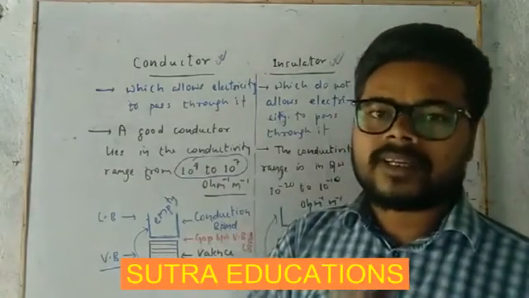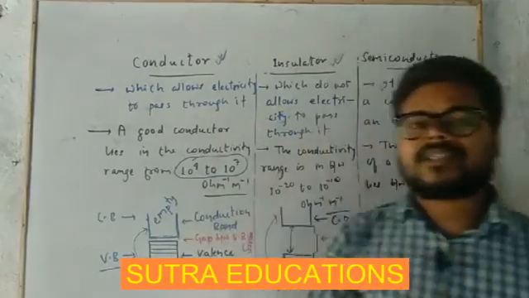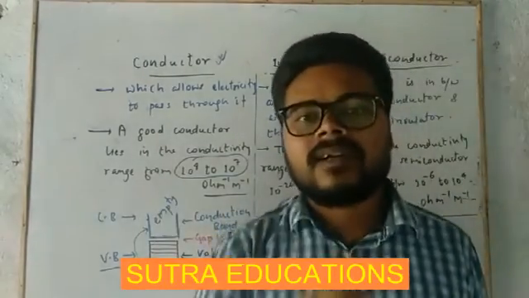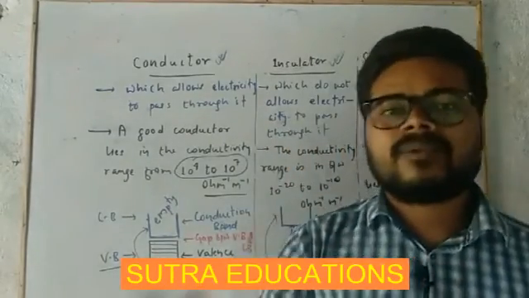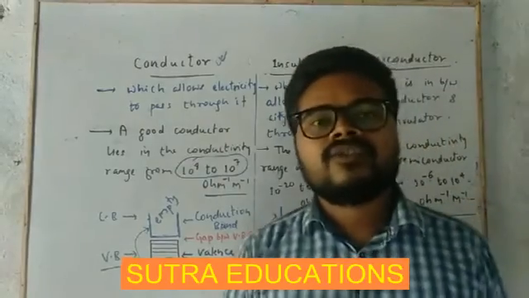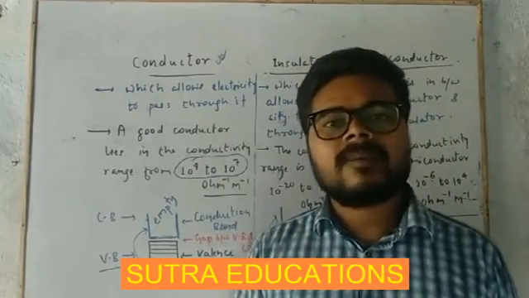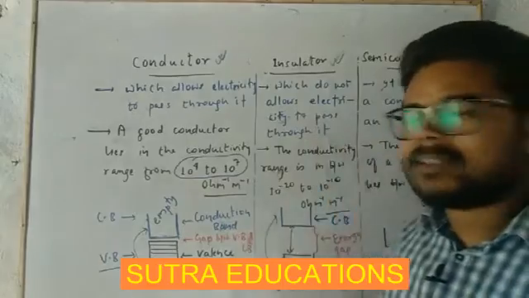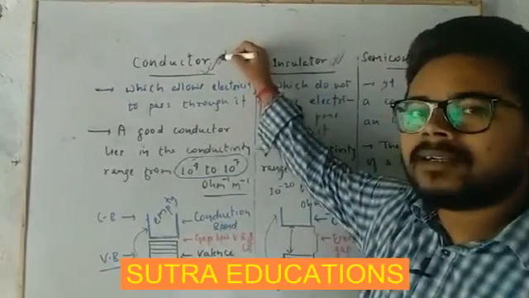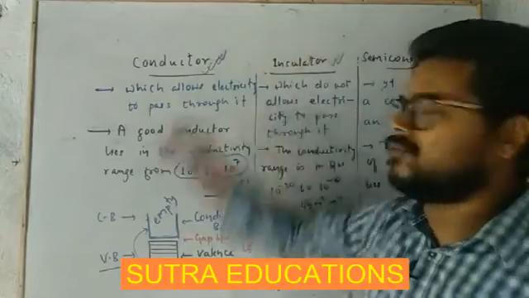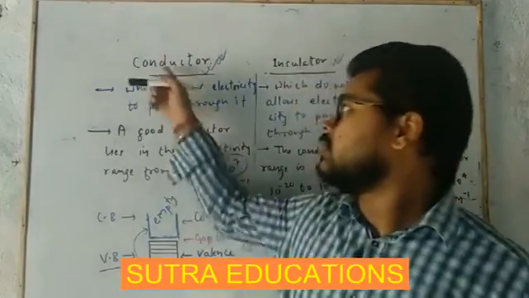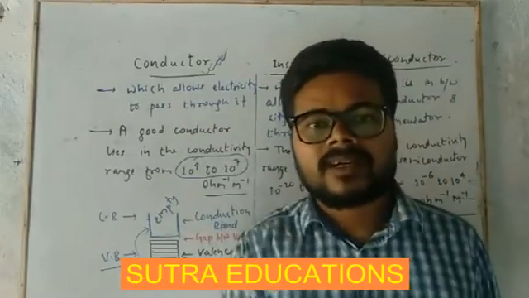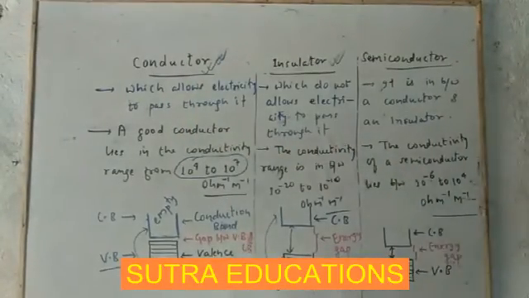So some of the electrons are capable of jumping from the valence band to the conduction band, but not all of the electrons are capable of jumping from the valence band to the conduction band. So the conduction in case of semiconductors is less than conductors, but more than insulators. So this is all about conductor, insulator and semiconductor. Now we will be discussing semiconductors in more detail.